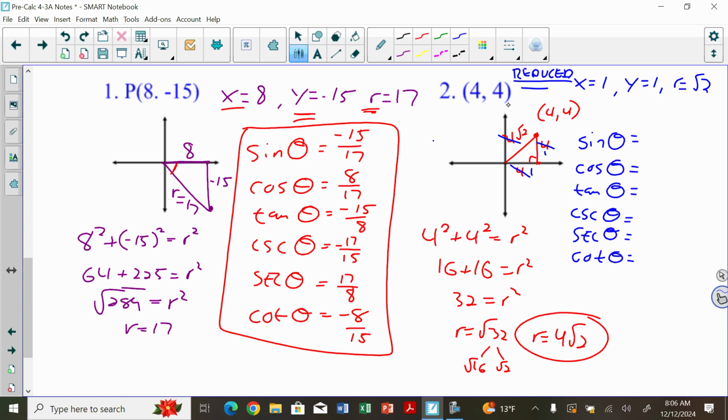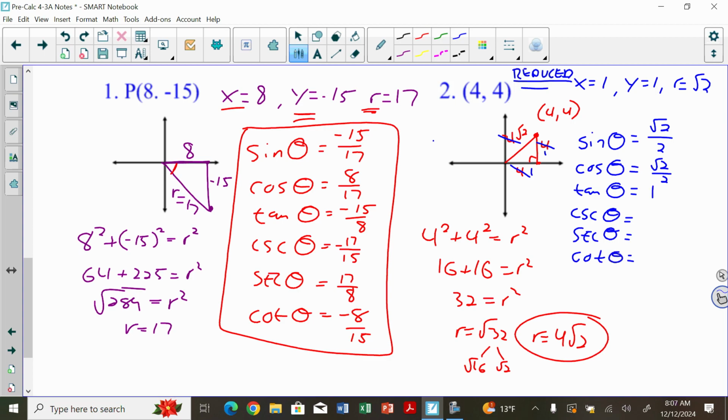Okay, so in this case, sine, opposite over hypotenuse, or y over r, would be 1 over the square root of 2. But remember, I can't have the square root of 2 in the denominator, so it's square root of 2 over 2. Cosine is going to be the same thing.